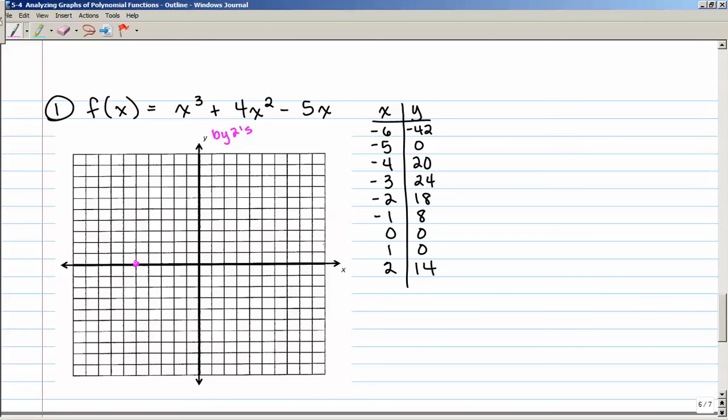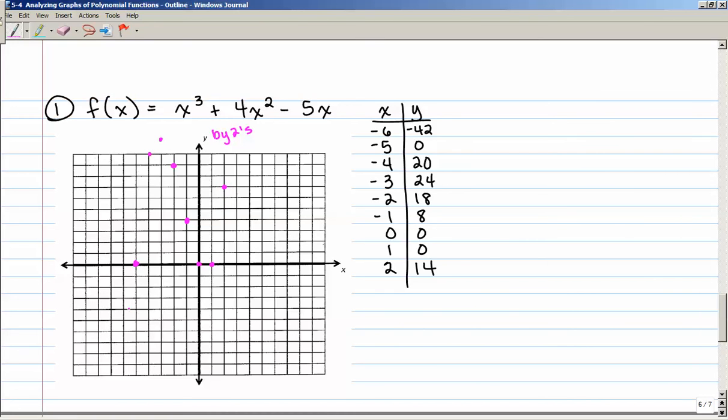And then from there it's going to be going down. So I'll draw that in just a minute. Negative 4, 20. So 2, 4, 6, 8, 10, 12, 14, 16, 18, 20. Whoa, okay. Negative 3, 24. Okay, I'm just going to kind of eyeball that one up here. And then negative 2, positive 18. Negative 1, 8, 0, 0, 1, 0, and 2, 14, I think is right there.